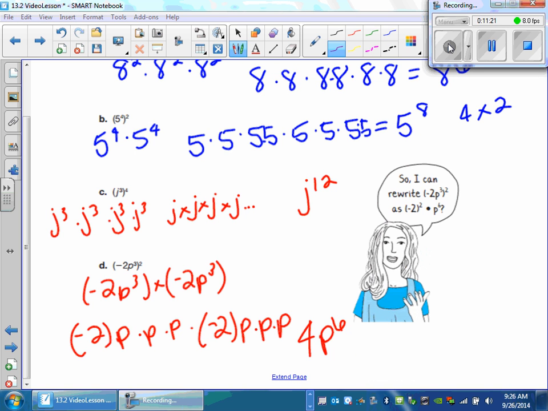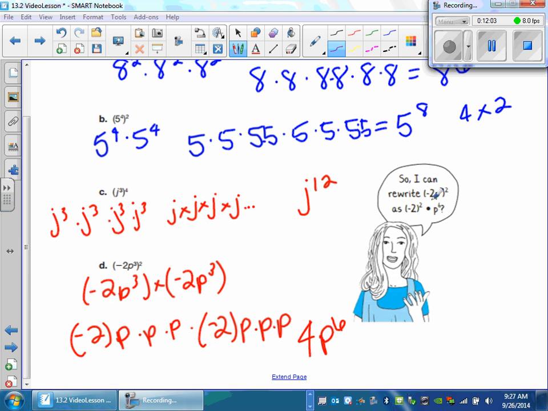All right, here are my answers to C and D. You had to take J cubed 4 different times, and I got lazy and I didn't write all mine out, but it's J times J times J times J all the way 12 different times. And then this last one, D here, you had negative 2p cubed, and you had to multiply that 2 different times because they were taken to the power of 2. When you write it out in expanded form, I had negative 2p times p times p, and then I also had it one more time, negative 2 times p times p times p. And when I simplify it down and write it in your power form, it's 4p to the 6th power.